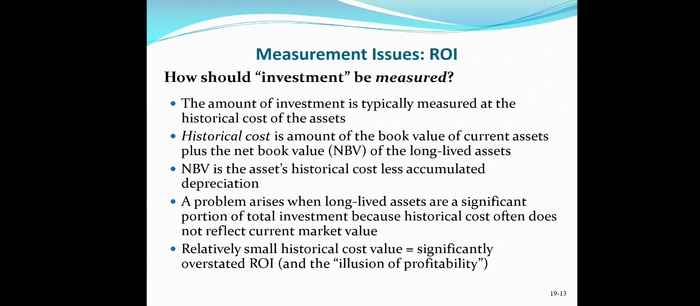A problem arises when long-lived assets are a significant portion of total investment, because historical cost often does not reflect current market value. A relatively small historical cost value leads to significantly overstated ROI and the illusion of profitability. So if an investment is on a long-term asset, this is the problem. The asset has to be recorded at historical cost, but the life of the asset is very long, many years. So a question arises about the value of the asset when the ROI is calculated. That is the thing that is explained in these notes. You have to worry about this.